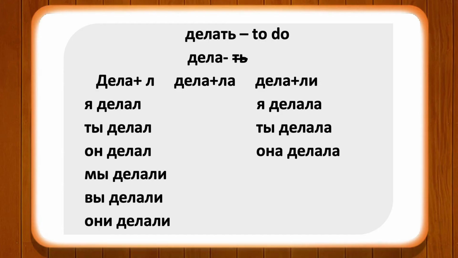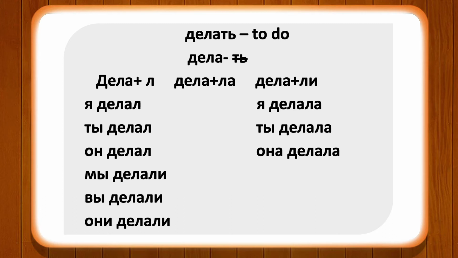Let's now make the past tense form of some other verbs. Let us make the past tense form of the verb delat'. Delat' means to do. When you take the infinitive form of the verb delat', you remove the last two letters, t' and soft sign, you get the stem of the verb. To this stem, you add the endings L, la, lo, li, and you make the past tense form of the verb.